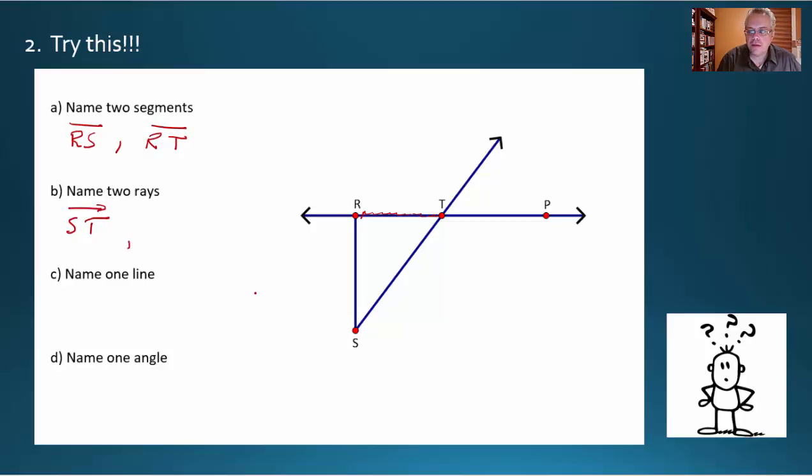Now I have to get a little creative. Starting at T and going in the direction of P, this part right there would be a ray. So ray TP.